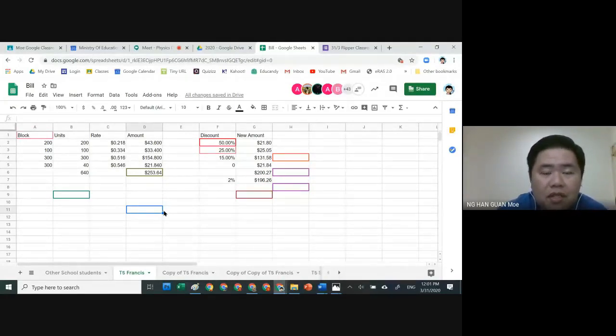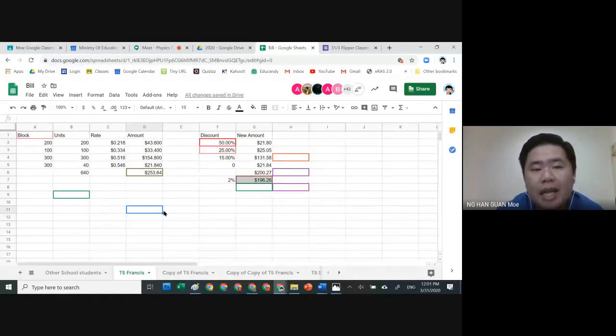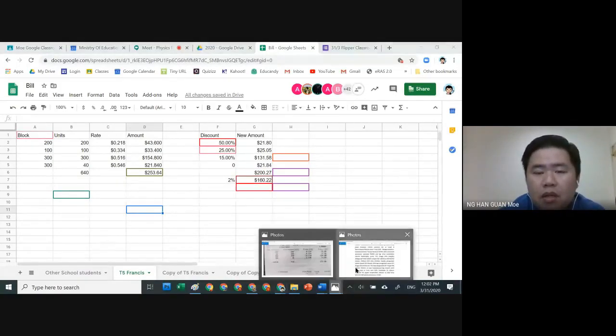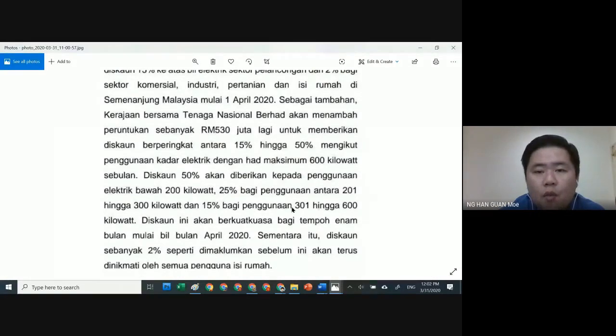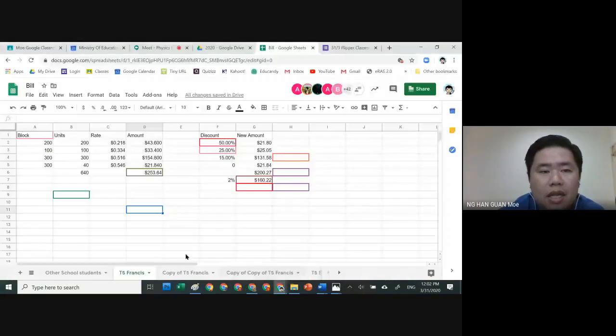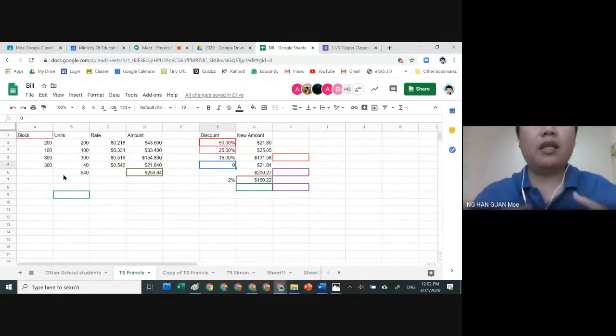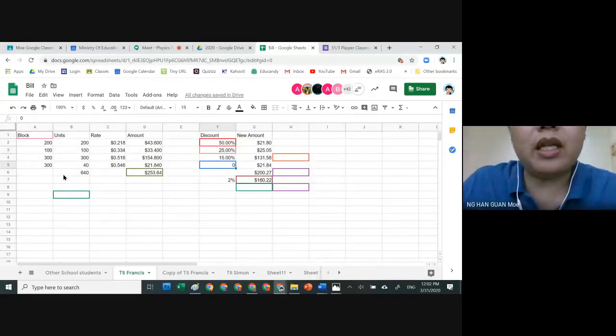Okay, so for the first below 200 kilowatt hours will be 50%. Then 201 until 300, it means the next 100 units, 25%. Okay, so when you come back to the statement, for the 301 until 600, 15%. So it means the next 300 units here is 15%. So this part is correct already. And then 600 units and above is not entitled to get any discount, right?